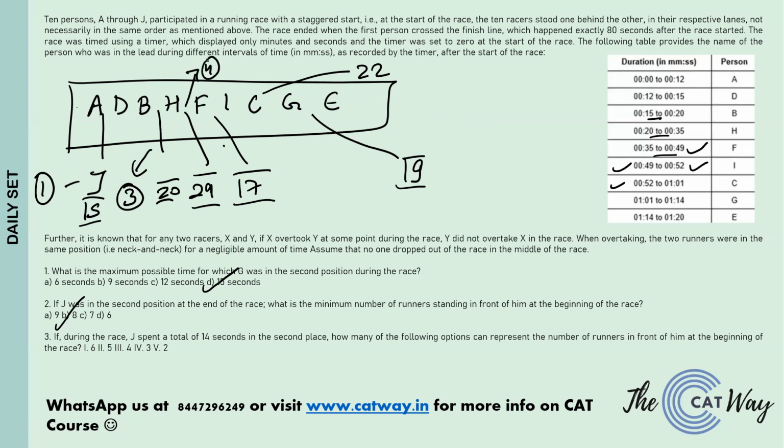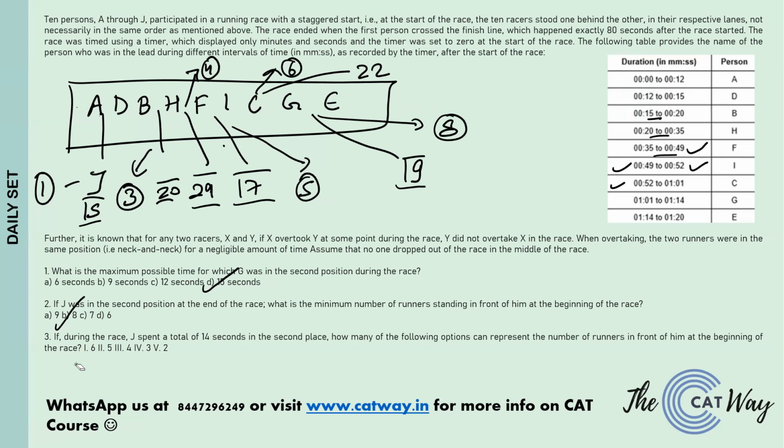In this case, how many people are in front of him? 4 people. In this case? 5 people. In this case? 6 people. In this case, 1, 2, 3, 4, 5, 6, 7, 8. 8 people in front of him. Now, among the options, what are the options we have? 6 people, 5 people, 4 people. Sorry, 5, yeah. Just wait. Hold on a second.